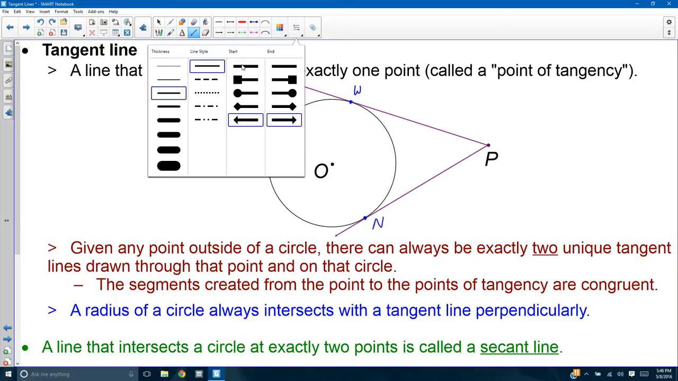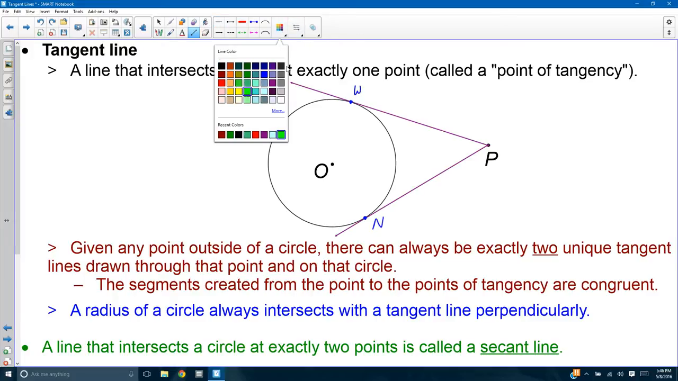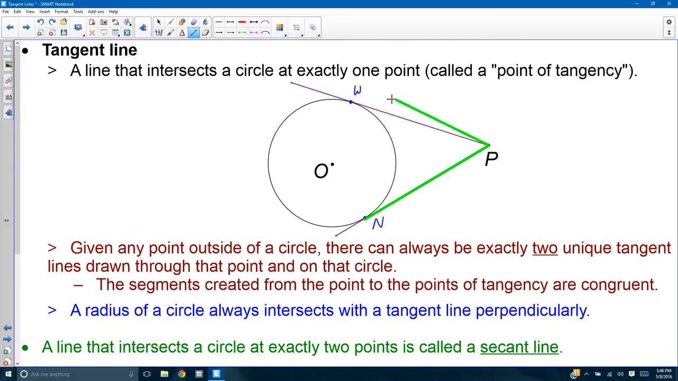I'll dive into that not only later, but after the next point that I actually do talk about here. So what we're referencing here, let me get the right colors I want. NP and WP are both congruent segments. We'll prove that later. Okay. Also, a radius of a circle always intersects with the tangent line perpendicularly.